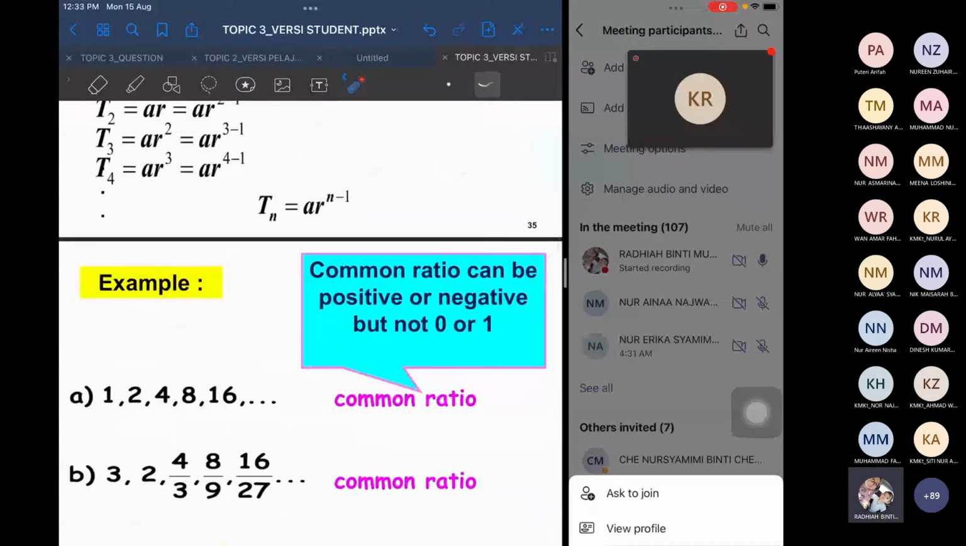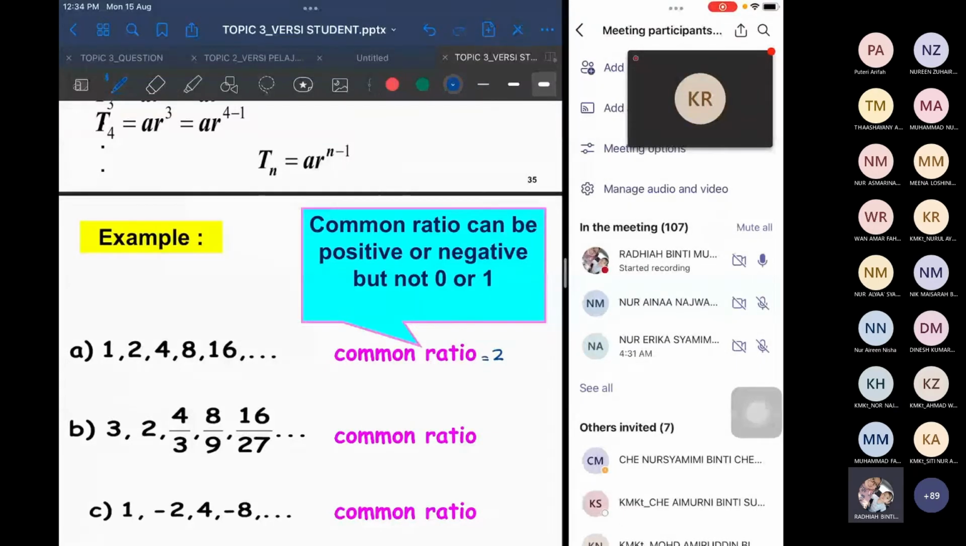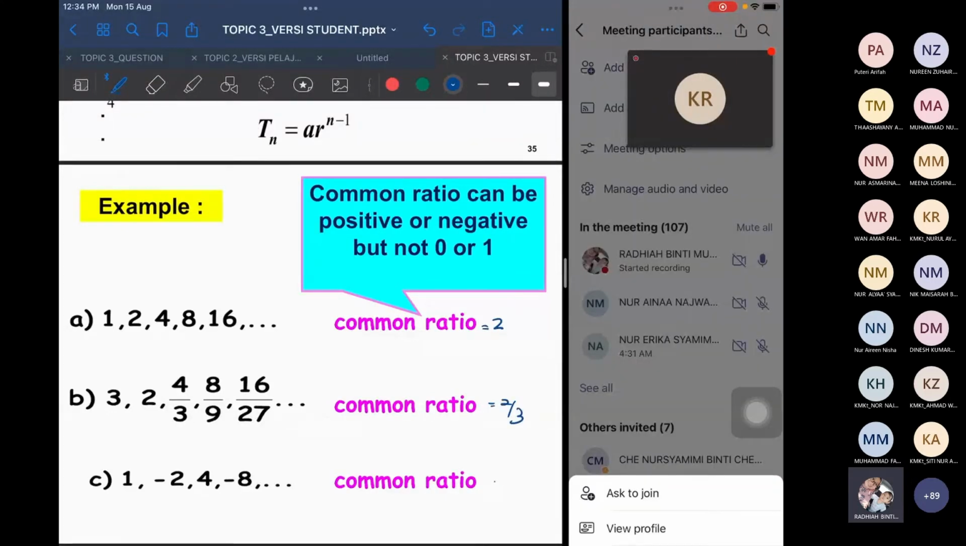Okay, lepas tu bila kita tengok ni, common ratio awak dia adalah 2. Peningkatan dia adalah 2. Macam mana kita dapat 2 tu? Okay, 1 darab 2, 2. 2 darab 2, dapat yang seterusnya. Gitulah. Okay. Untuk yang B ni, you punya common ratio is equal to 2/3. Yang ni, you dapat -2. Sekejap kita cerita macam mana kita nak dapatkan common ratio tu.